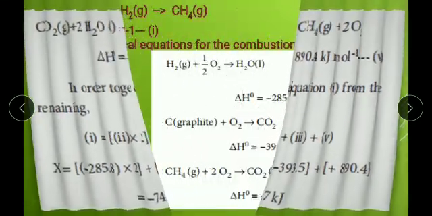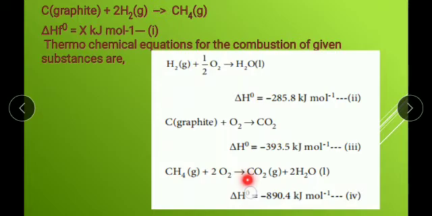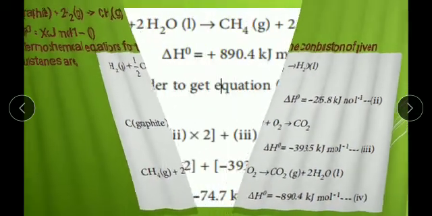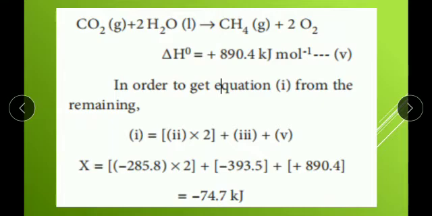But in the previous reaction we saw the combustion of methane, we are getting CO2 plus 2H2O. So the del H naught value may be revised, isn't it? For that reaction del H naught is minus 890.4 kilojoule per mole. But for the formation of methane, we reverse the sign, plus 890.4 kilojoule per mole. We have to get equation 1 from the remaining, isn't it?